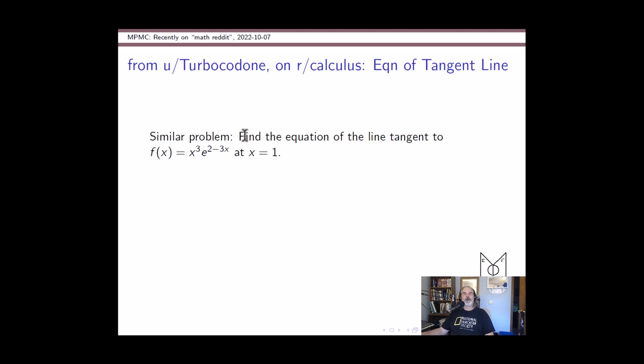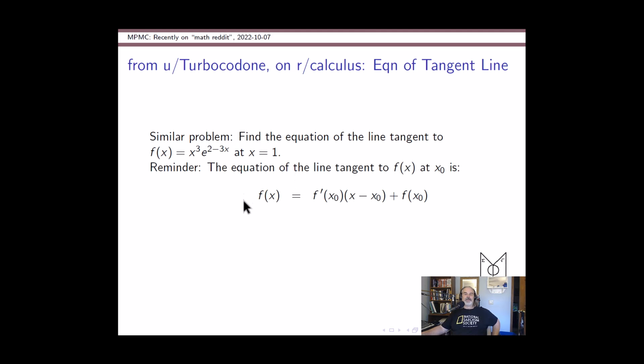I'm not going to solve the problem exactly as it was stated. I'm going to do a similar version so that this solution could be adapted for the one that was actually posted. But the question was very standard. Find the equation of the line tangent to this function, x cubed times e to the 2 minus 3x, at x equals 1. So as you all have memorized to a T, this is what the equation of a tangent line looks like. Now that's gross.